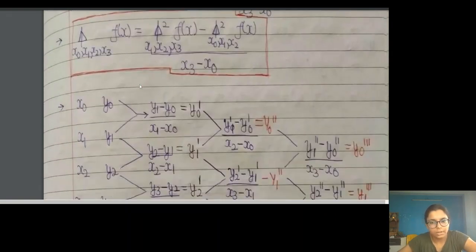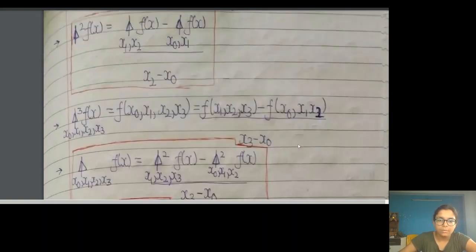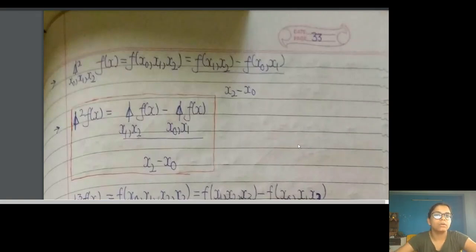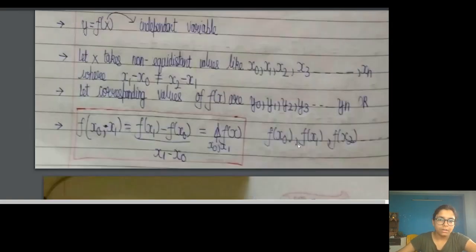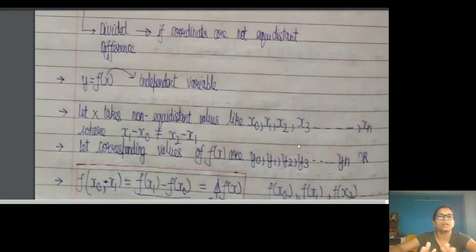We would get the second degree. After subtracting the second degrees, we would get the third degree, and somehow we would get the whole difference table. And the only thing different from the other differences is that divided difference is not equidistant. It is to get the values for a non-equidistant set of tabulated values.